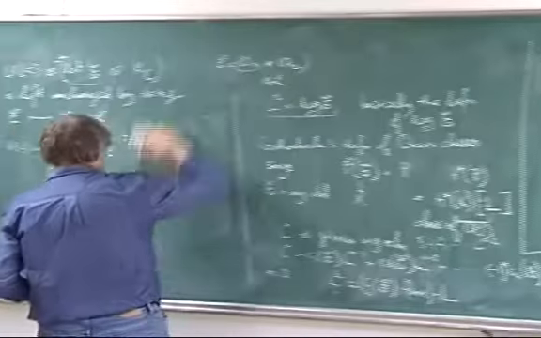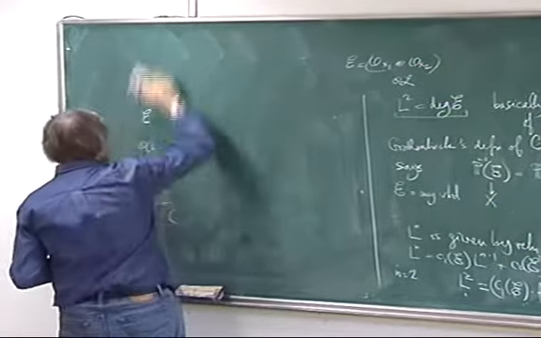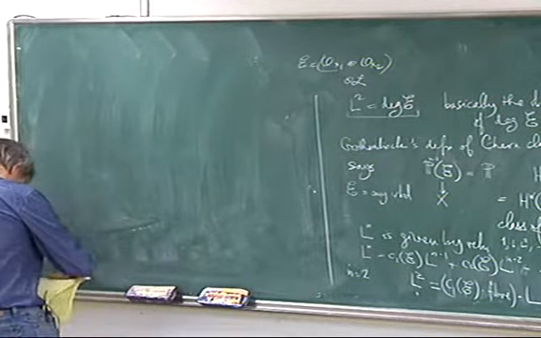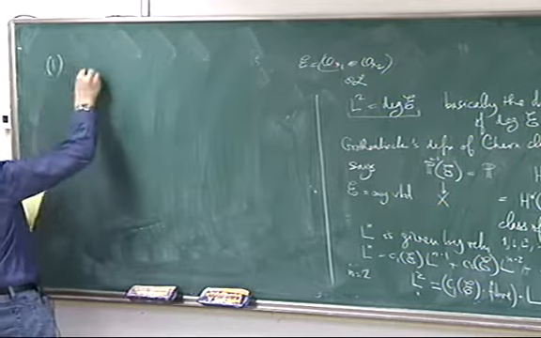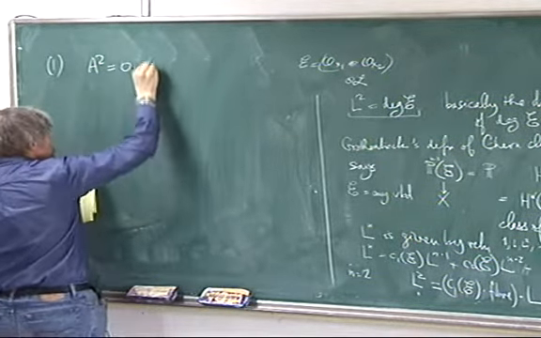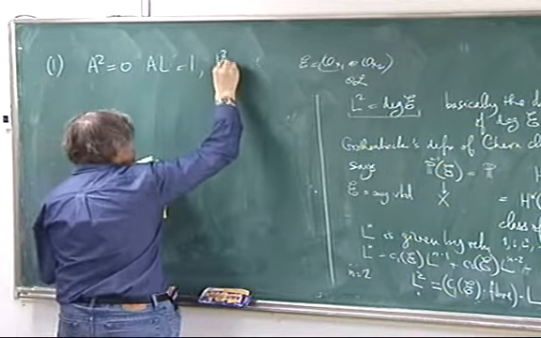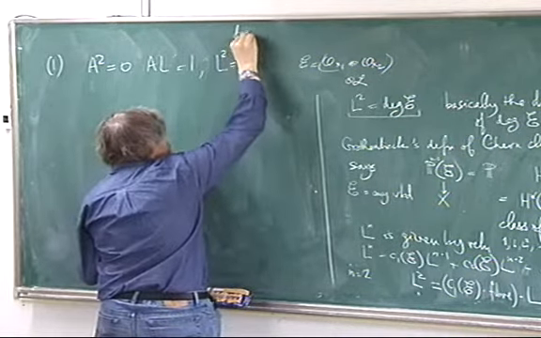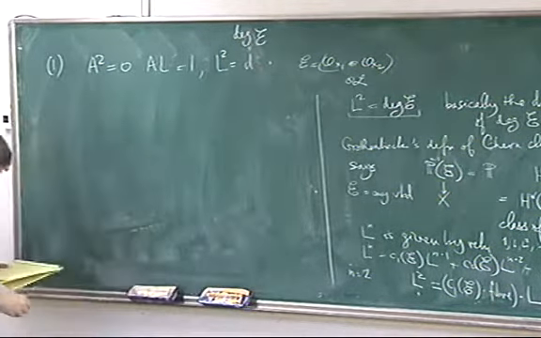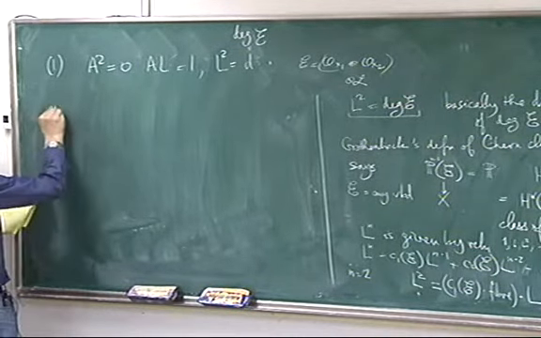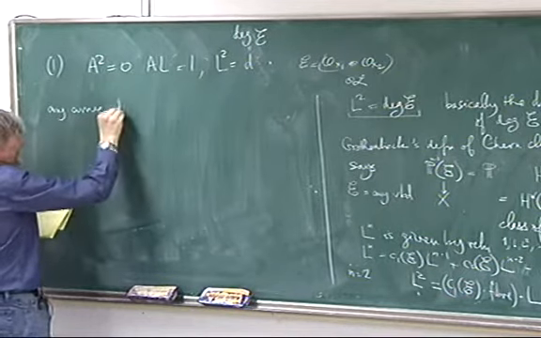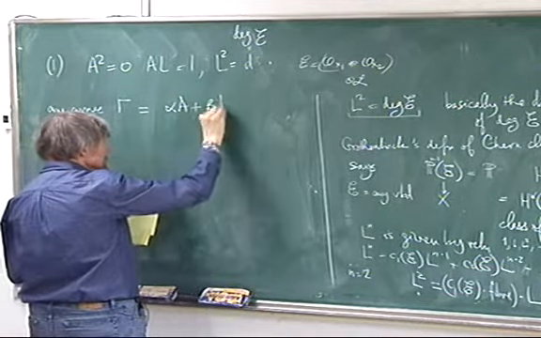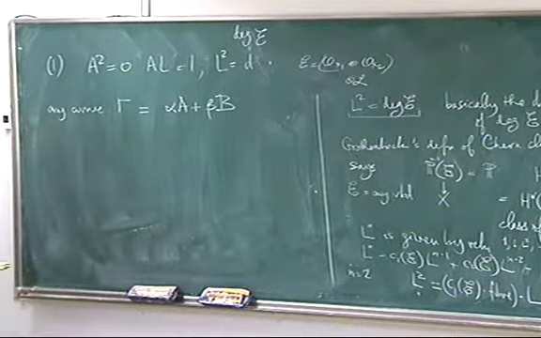Okay, so how do we prove this? Well, it's very, very elementary. So firstly, I'm going to use this multiplication table: A squared equals 0, A times L equals 1, and L squared equals D, the degree of E. And so any curve gamma is, up to numerical equivalence, alpha A plus beta L.